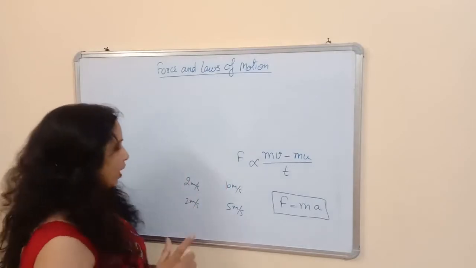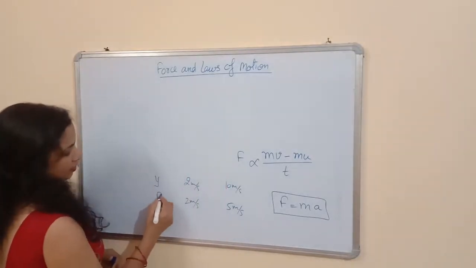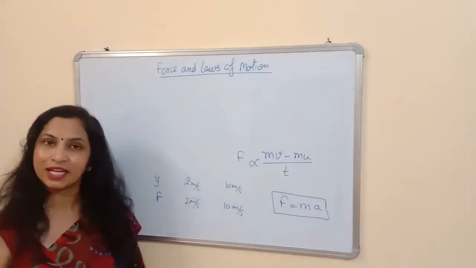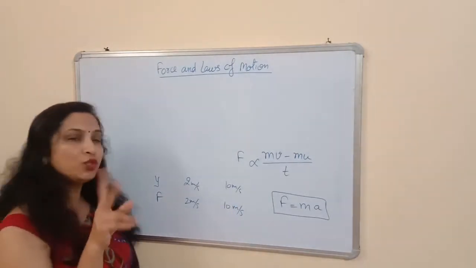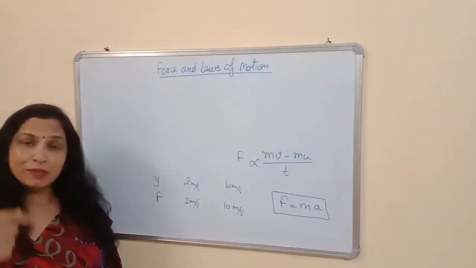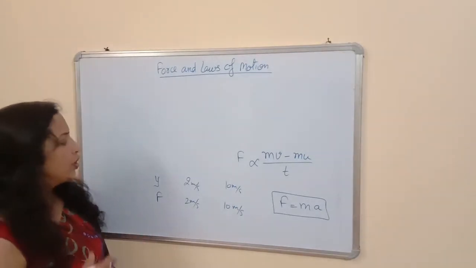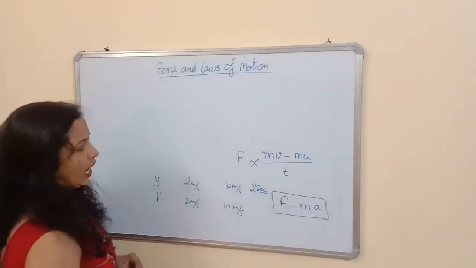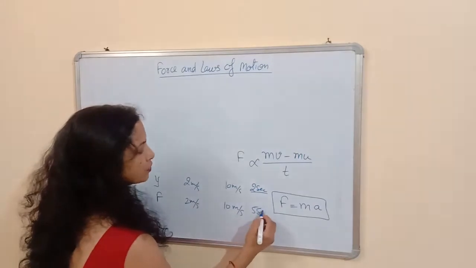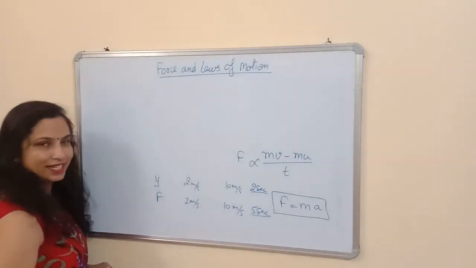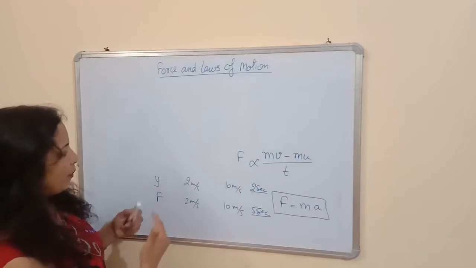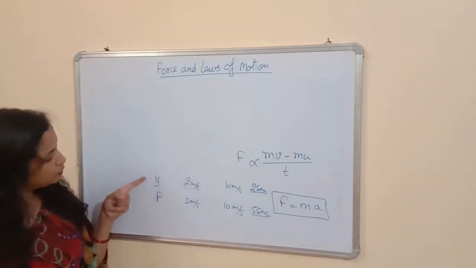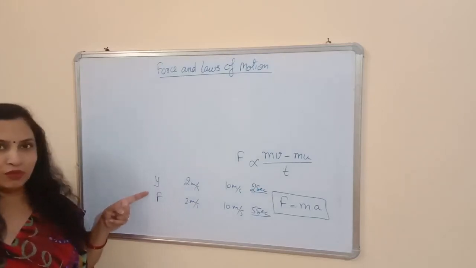For example, this is you and this is your friend, and both of you are moving with the same velocity, 2 meters per second. Now both of you want to change your velocity up to 10 meters per second. The condition is you take only 2 seconds to change your velocity and your friend takes 5 seconds. Which one of you has to apply more force?